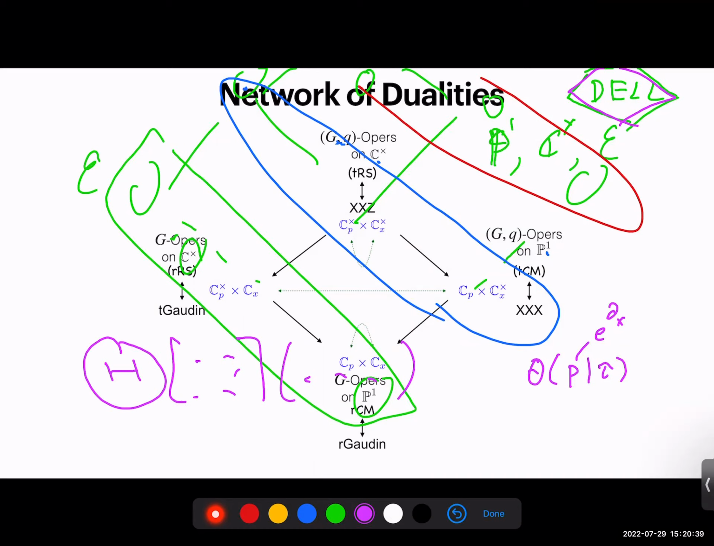So what's the genus related to? Number of particles. I think genus is equal to n plus 1. I see.